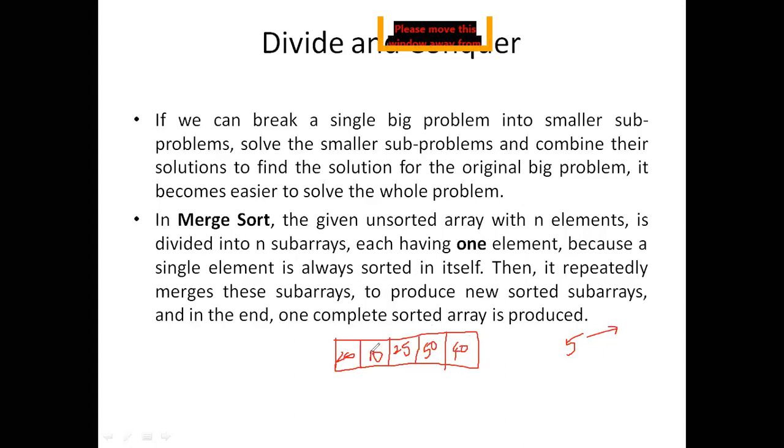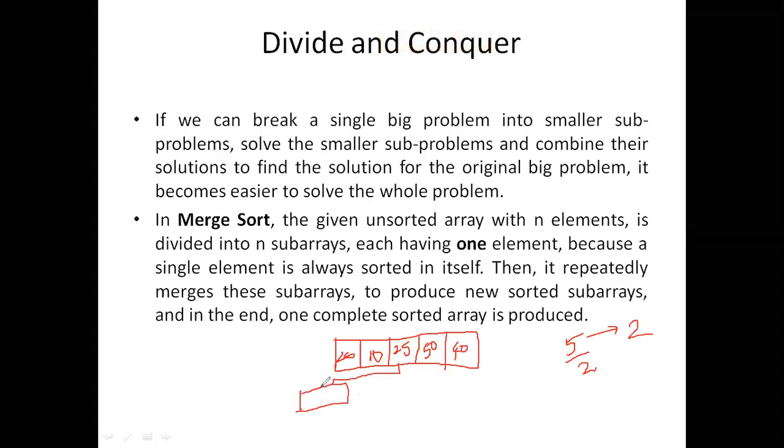I'll tell you. First, I have to divide this into 2 halves. How many elements? 5. 5 divided by 2 is what? 2.5. You can't go with 2.5, so 2. So I will divide this into 2 arrays. One is with 2 elements, the first 2 elements, so my 20 and 10.